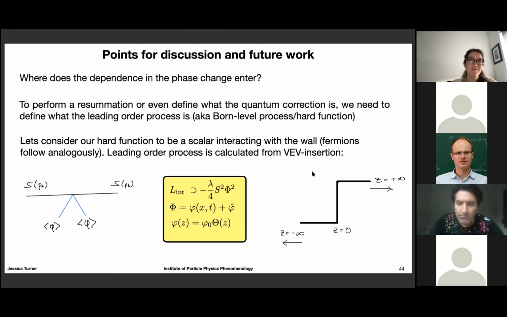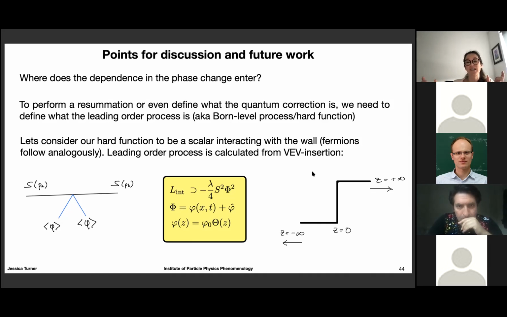So there are many points of discussion and lots of things to look into in the future. One obvious question is, where does the phase change enter? Does this happen if there's not any mass change? And the answer is no. That's not in the analytic formula of the final solution, but the point is the leading order interaction would be 0 if there's no mass change.